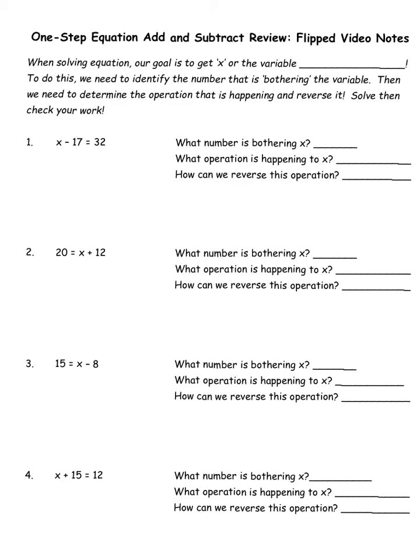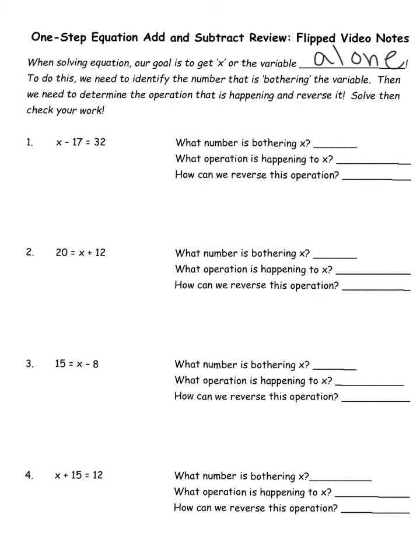But just to review, when you're solving an equation, your ultimate goal is to get x, or whatever the variable is, alone. To do this, I have a little set of questions listed right there for you. Those questions are going to guide what we're doing here. Basically, we need to identify the number that's bothering the variable, and then we need to determine what operation is happening so that we can reverse it. We're going to solve each question and then plug the number back in to check our work.